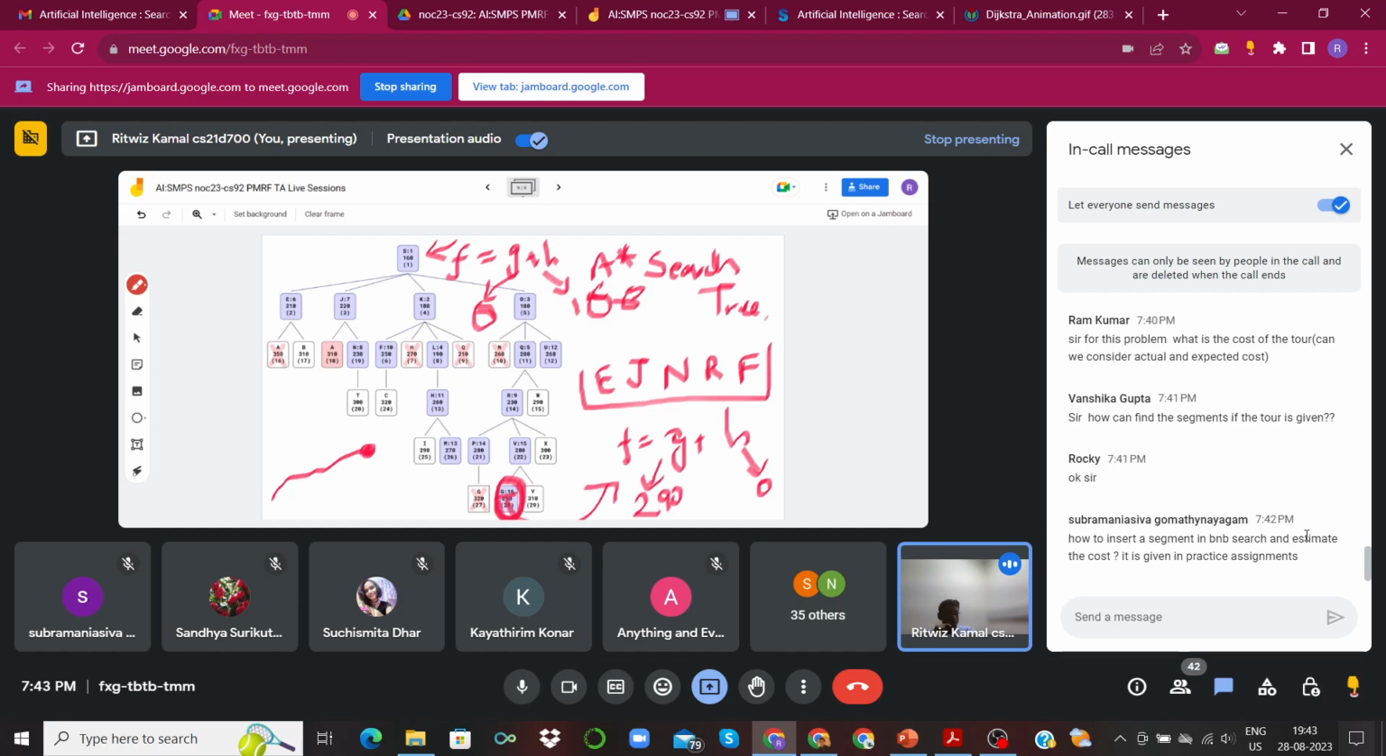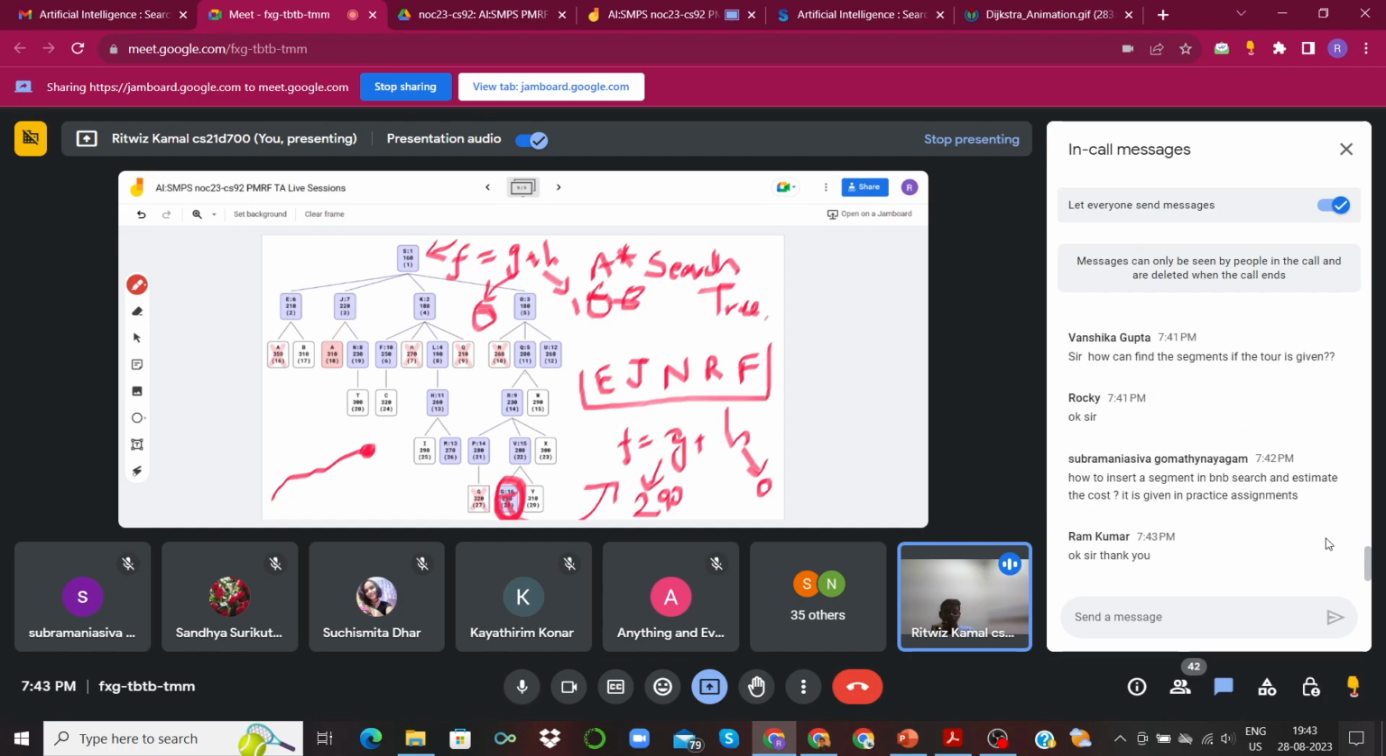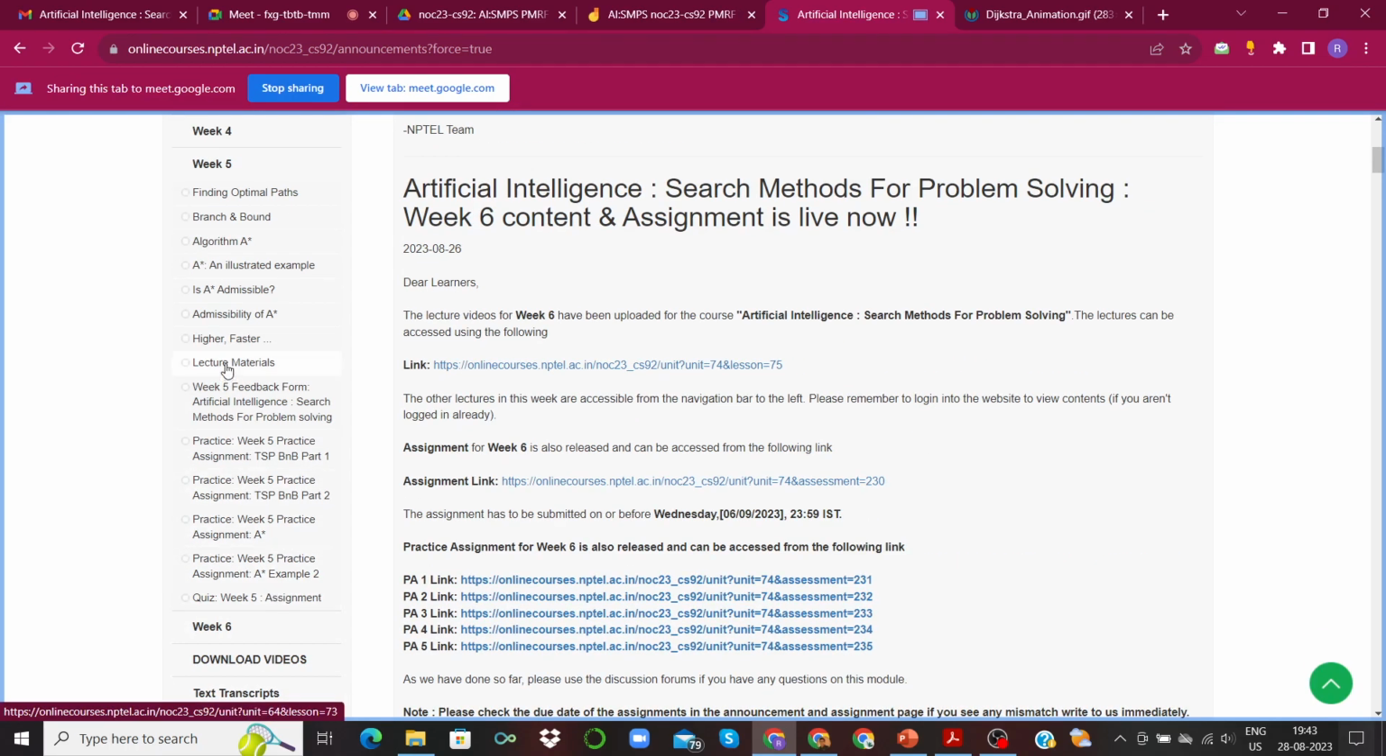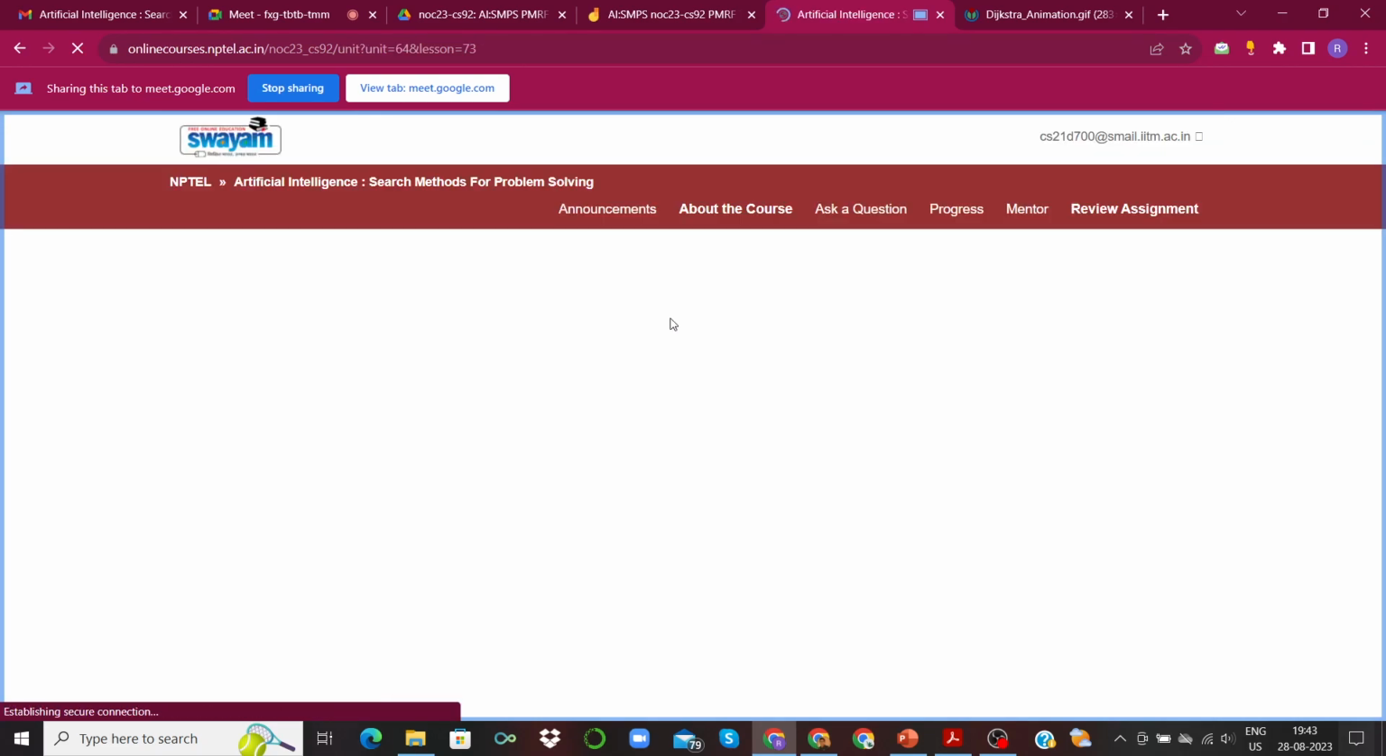Some of you are asking how to find segments if the tour is given. One thing that comes to my head is, if you're given a particular tour, you could just look at the individual segments and analyze them separately, right? I'm not sure about the question exactly. You said it's given in the practice assignment, so it must also be given in the solutions and in the lecture materials, right? Have you explored that?